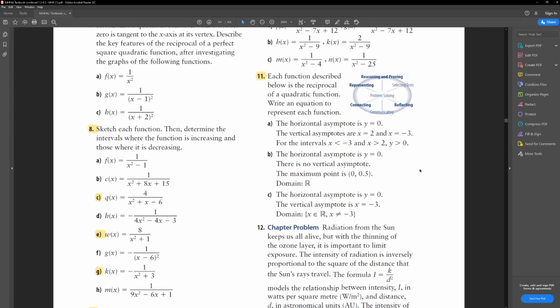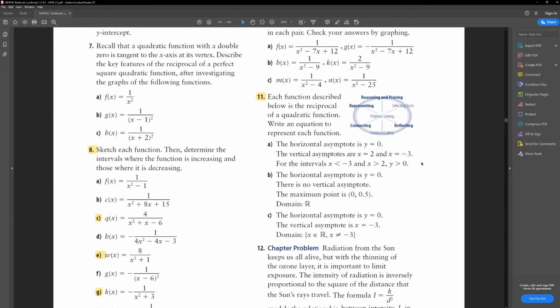Now we have question 11. Each function described below is a reciprocal of a quadratic function. Write an equation to represent each function. So the horizontal asymptote is at y equals 0. Okay, that's for all of them. The vertical asymptotes are x equals 2 and x equals -3. So we know the denominator would have to have x minus 2 and x plus 3 as its factors. Then for the intervals, x is smaller than -3 and x is greater than 2, y is greater than 0, which means that it is above the x-axis.